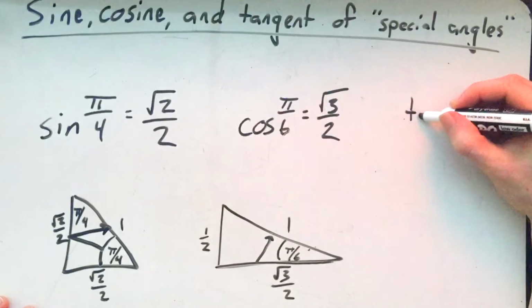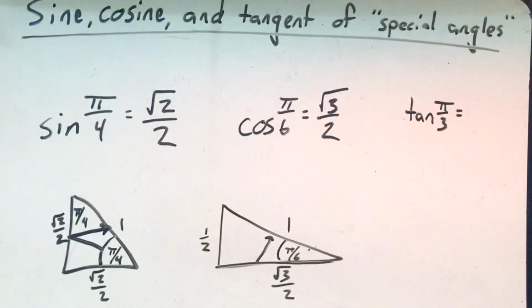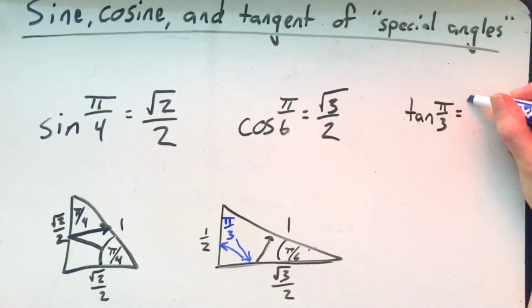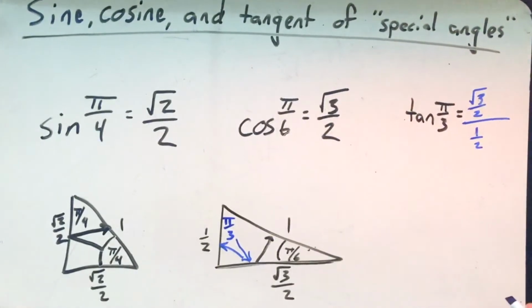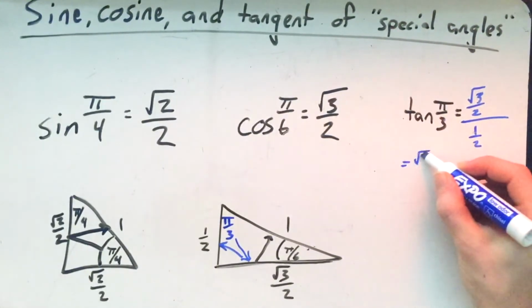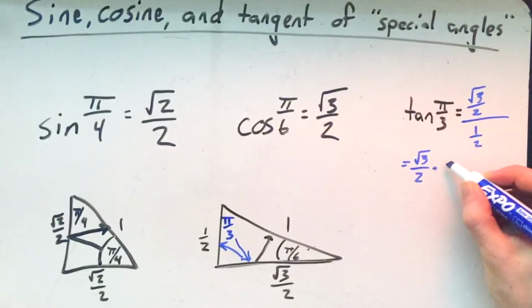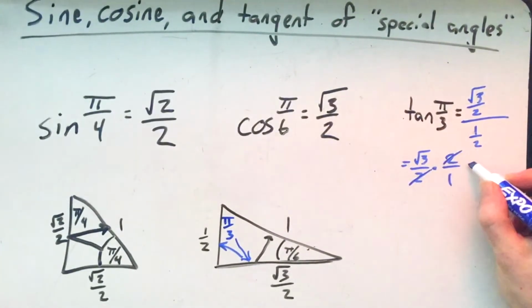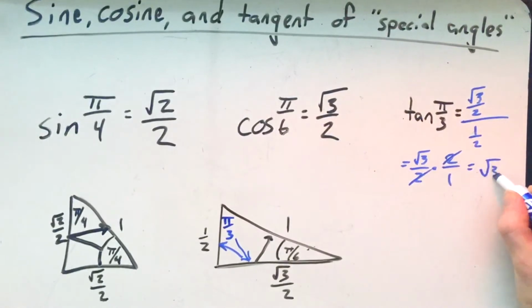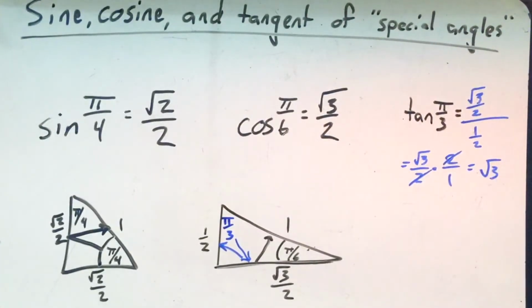And let's do one more, like tangent of pi over 3. So we'll have to label this other angle pi over 3. That's the bigger one. And remember, tangent is opposite over adjacent. So in this case, that would be square root of 3 over 2 over 1/2. So we have a fraction inside a fraction. So you just got to remember that if you divide a fraction by a fraction, that's like multiplying by its reciprocal on the bottom there. So square root of 3 over 2 times 2 over 1, the 2's cancel, and we're just left with square root of 3. So that's the tangent of pi over 3.